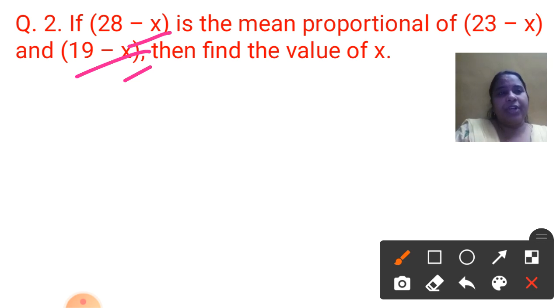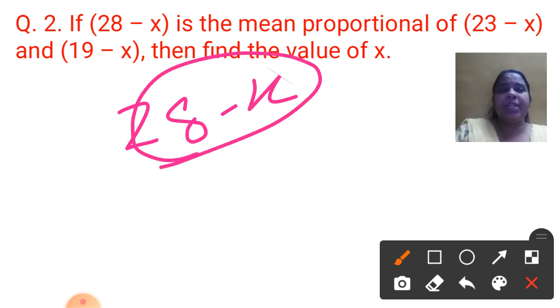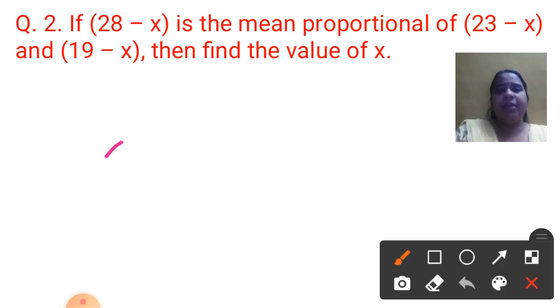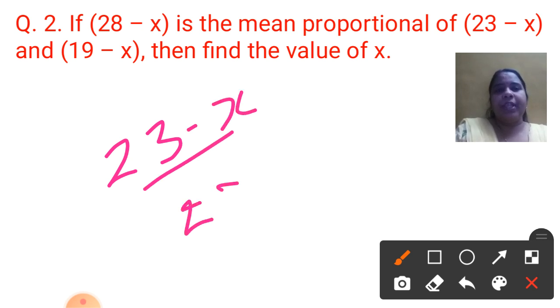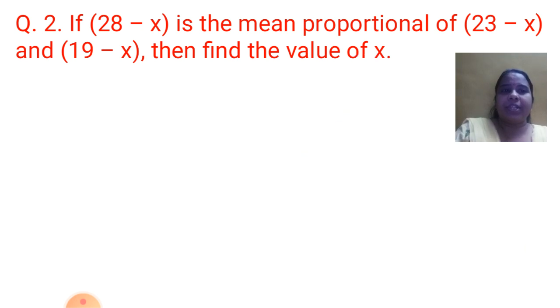Yes, it's already done. The only thing that is to be taken care is 28 minus x is a mean proportion. So you should not start with 28 minus x. 28 minus x is the mean proportion, means this is a number which will continue. With which number you should start then? Be careful about this. 23 minus x upon 28 minus x. Continue with 28 minus x. This is what I want you to understand. That 28 minus x will continue itself like this. Okay? Upon 19 minus x.